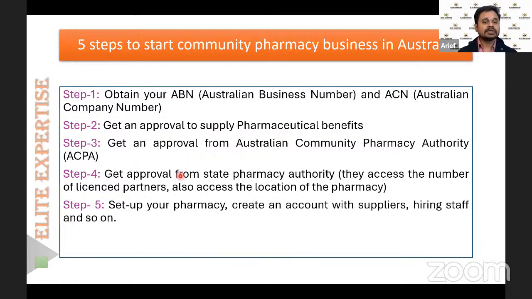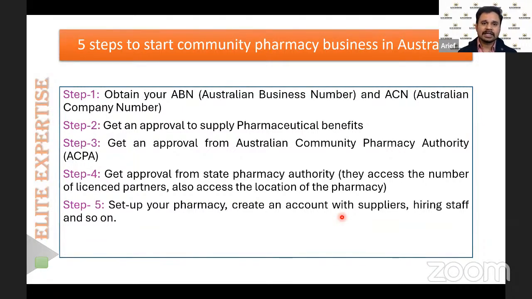And at the same time, we must also get the approval from the state pharmacy authorities. Okay. State pharmacy authority approval is also required. And finally, when we get all these approvals, approval of the PBS, approval from the Australian Community Pharmacy Authority, and approval from the state pharmacy authorities, then we can set up our pharmacy. We can create an account with the suppliers, and we can start hiring the staff and so on.